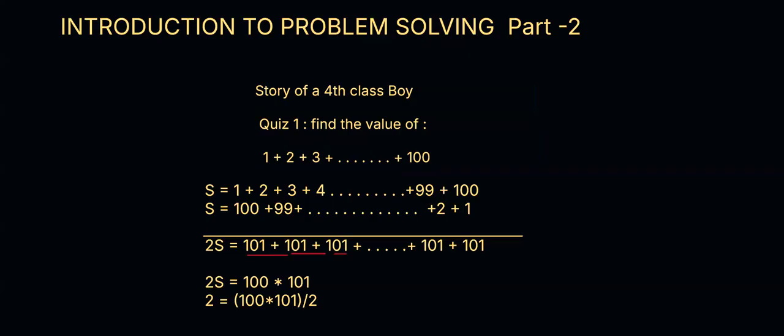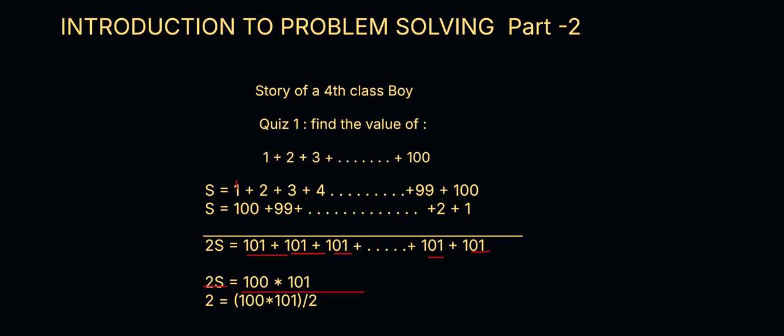How is he getting 101? 100 plus 1 is 101, 99 plus 2 is 101, 98 plus 3 is 101, in the same way, and lastly 1 plus 100 is equal to 101. So now we can say 2s is equal to 100 into 101, correct? And we can say s is equal to 100 into 101 divided by 2, correct?